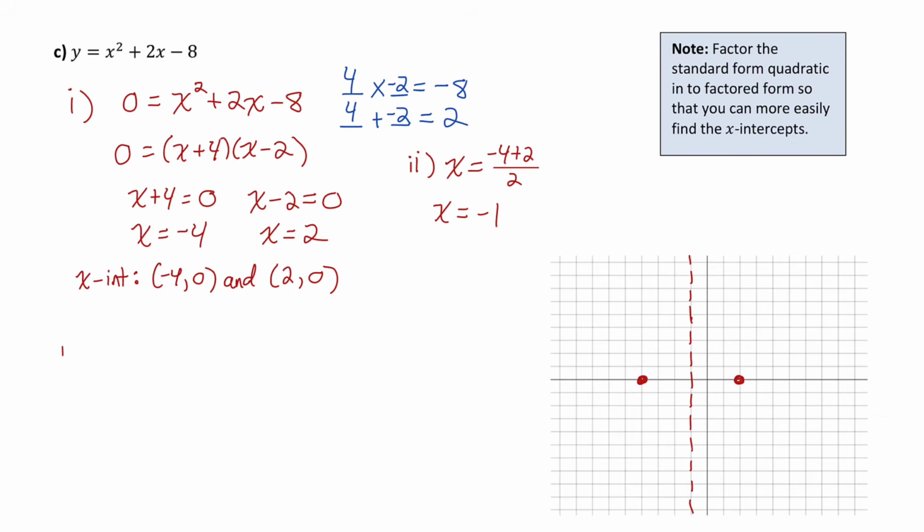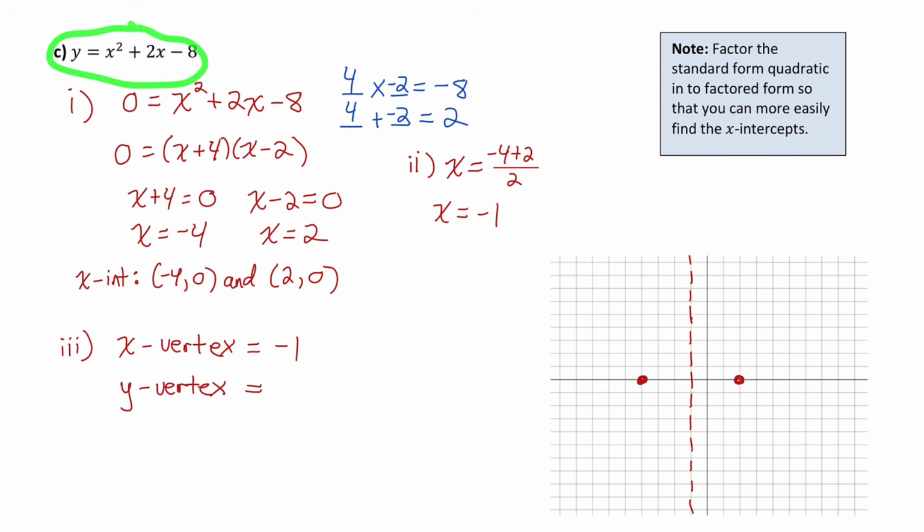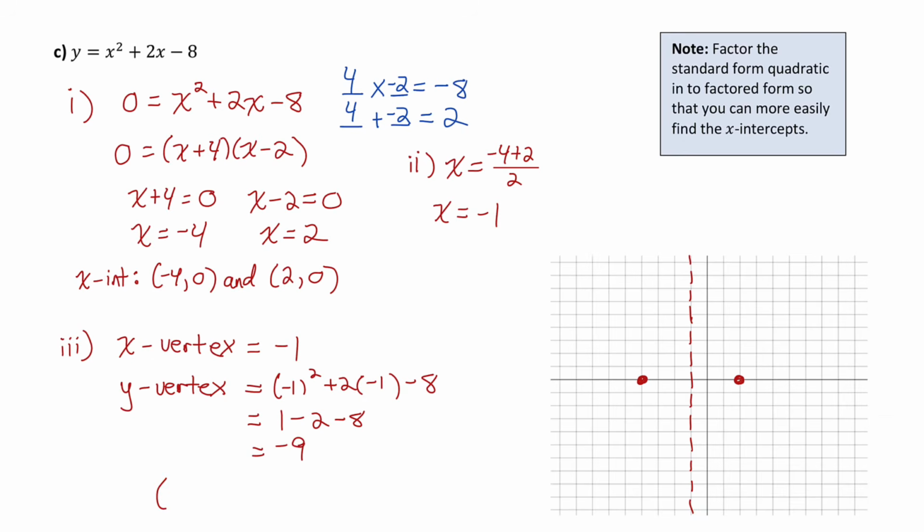So in part 3, I can record that the x-coordinate of the vertex is going to be negative 1. And then to get the y-coordinate of the vertex, I could sub this x value of negative 1 into either the standard form equation or the factored form equation. They are equivalent to calculate the y. I'll sub it into standard form. Simplifying, I have 1 minus 2 minus 8, which would give me negative 9. So the vertex is at negative 1, negative 9.